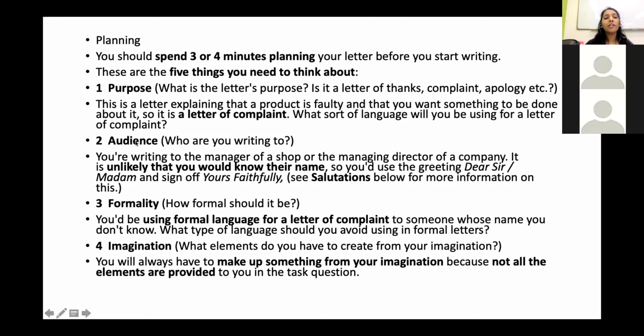Then secondly, you understand who you're addressing it to. Who is this person that you're writing to? You're writing to the manager, or to someone else. That shows you what the register is. Register means how formal it is. Is it a formal, informal, or a semi-formal letter? And the fourth thing that you should understand is your imagination. What elements do you have to make up? What is your given imagination?